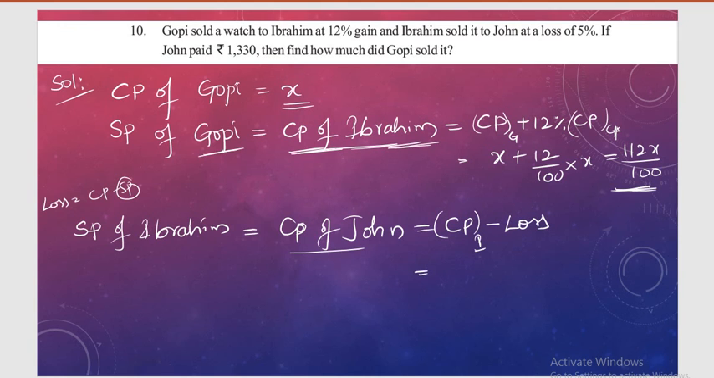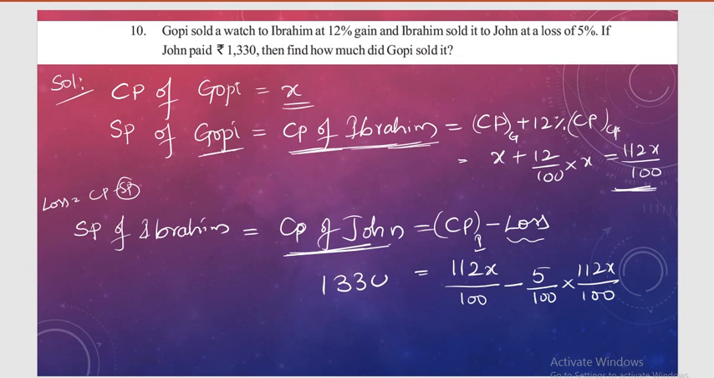So the cost price of Ibrahim is nothing but this only, no? So 112X by 100 minus, what is the loss here? The loss is 5%, no? So 5% means 5 by 100 into 112X by 100. And this is equal to the cost price of John, no? The cost price of John is 1330, right? So this is equal to 1330. So from this, what am I going to get?